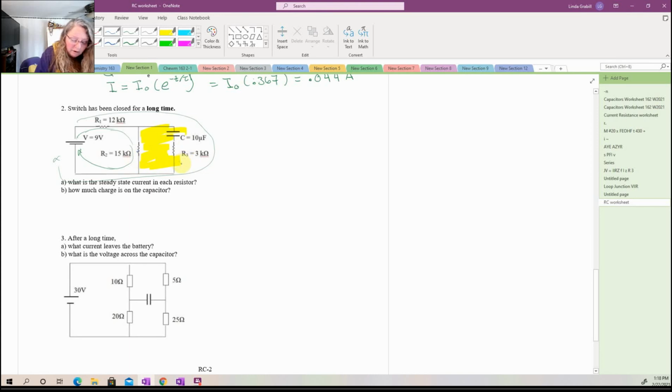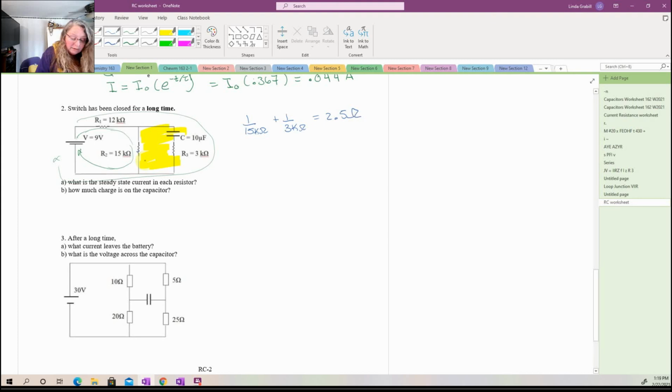I'm going to take R2 and R3, so I'll have 1 over 15 kilo ohms plus 1 over 3 kilo ohms. And what's that going to give me? 1 divided by 15 plus 1 divided by 3, to the negative 1, gives me 2.5 kilo ohms. Cool. Now you notice I'm ignoring the capacitor right now. I'm only focusing on my resistors.